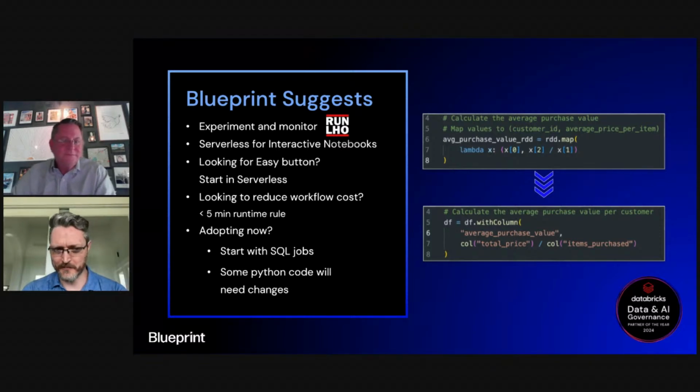If you're looking to reduce workflow cost, I didn't go into the details of this, but there's some simple math we've done for LHO as well, where if the runtime of a job is less than about 5 minutes, it's going to be cheaper to run this in Serverless. If it's more than a 5-minute execution time of a job, not setup, but execution, then it's probably going to be cheaper in classic jobs compute. So that's a rule of thumb. The numbers are less exact than 5 minutes, but the math is pretty straightforward, and the rule of thumb is all you really need.